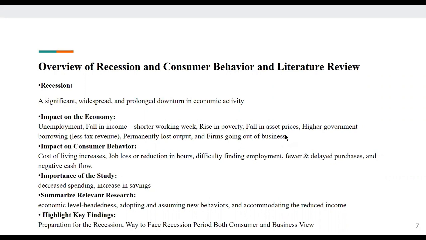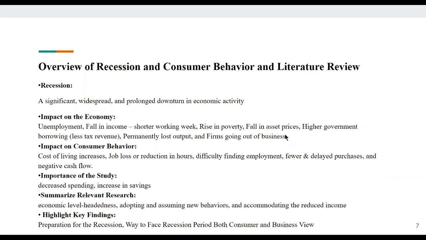In this part of our presentation, we can see some key important points of our research project, like what is recession and the impact on economy during recession, what is the impact on consumer behavior during recession, what is the importance of the study, and a summary of the relevant research which has already been done and the key highlighted points.